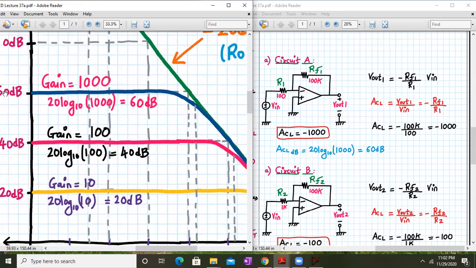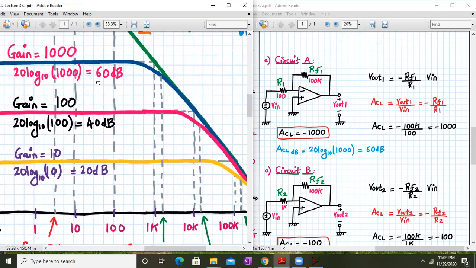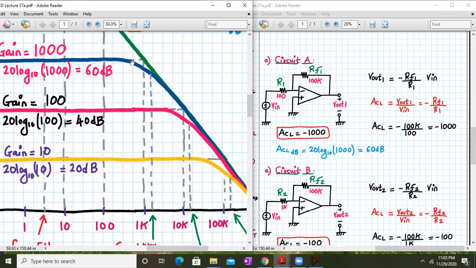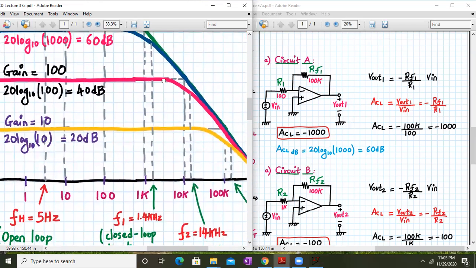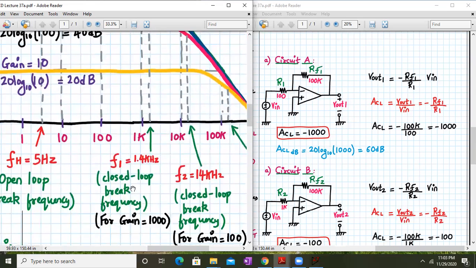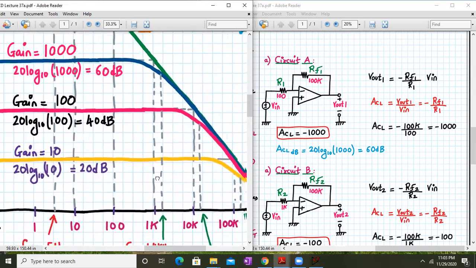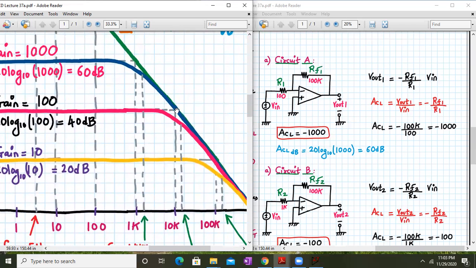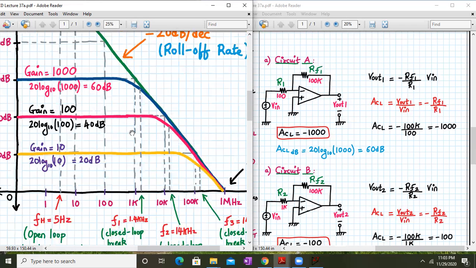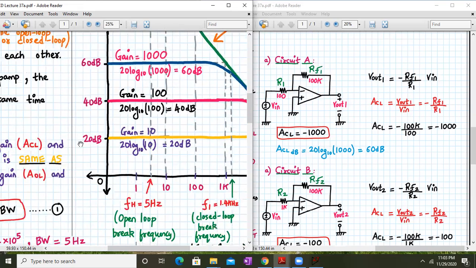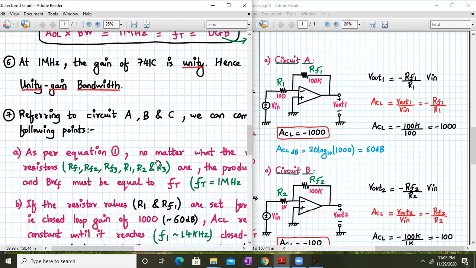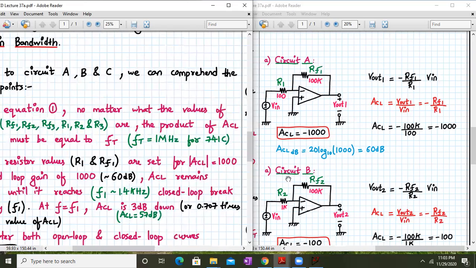In this curve we have a 60 dB line, and that 60 dB line will remain constant for most of the time. When it goes 3 dB down, we measure that frequency, and we will come back to this point. That frequency will come out to be 1.4 kilohertz, and then this curve will merge with the open loop frequency response.